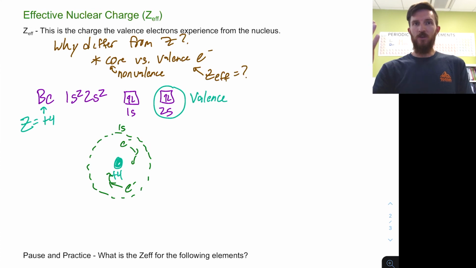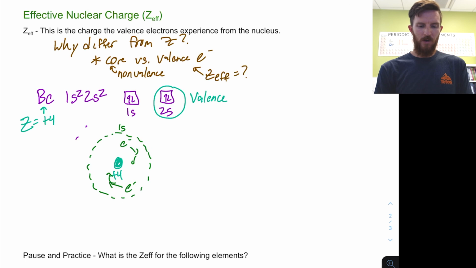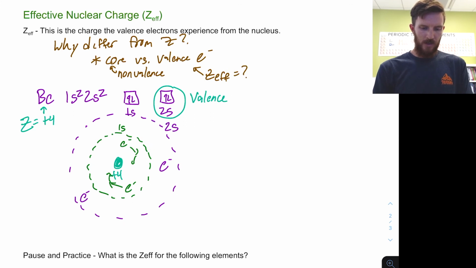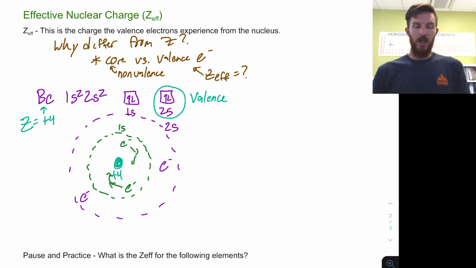So again, we have those 2 electrons. They're closer to the nucleus, and then we would also have, a little bit further away on average, 2 electrons in the 2s subshell. And so what we see here is that we can think about it as these closer core electrons, right?